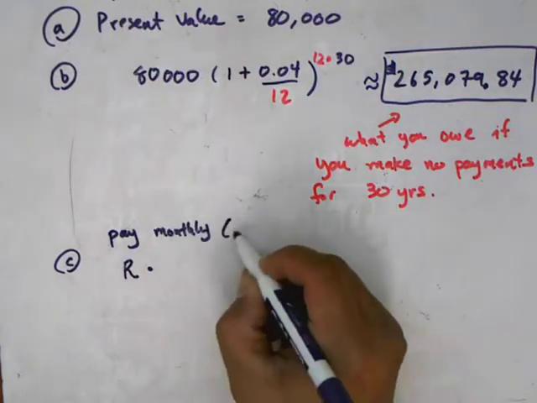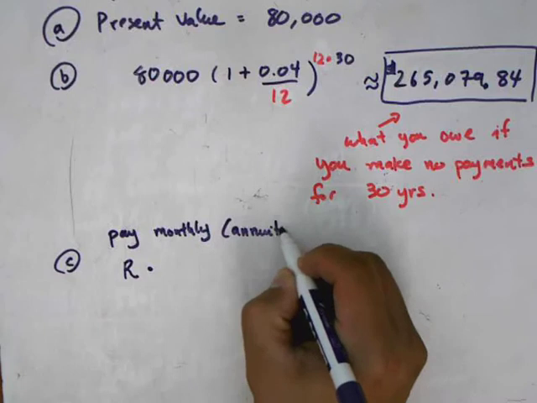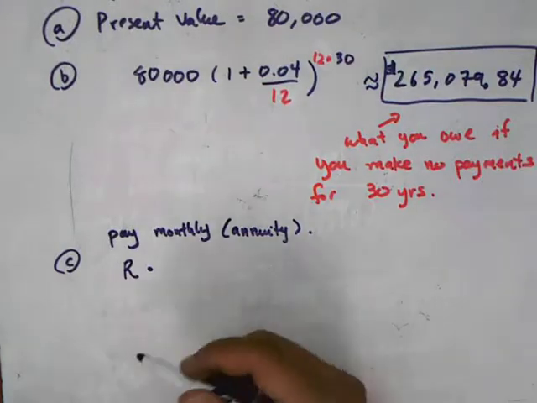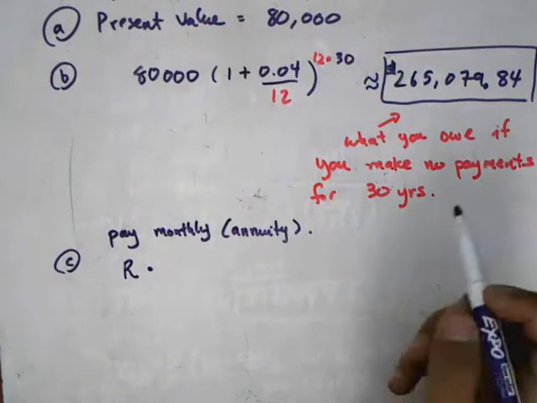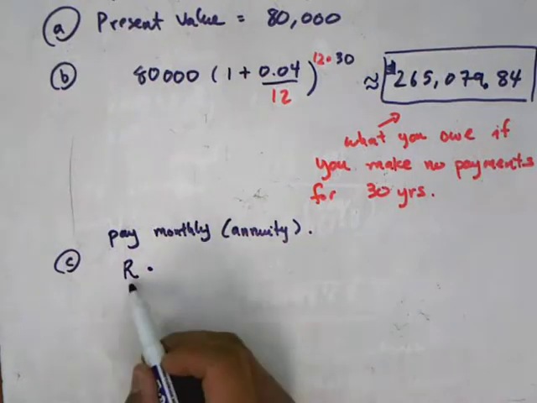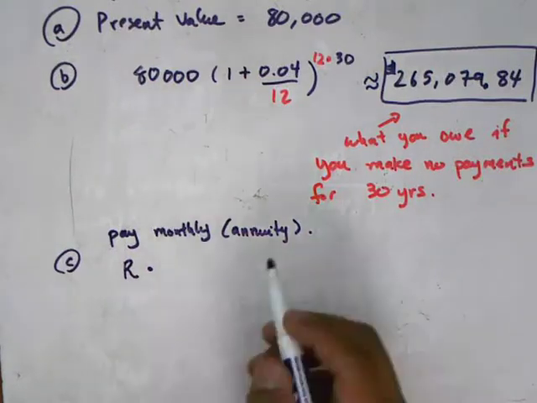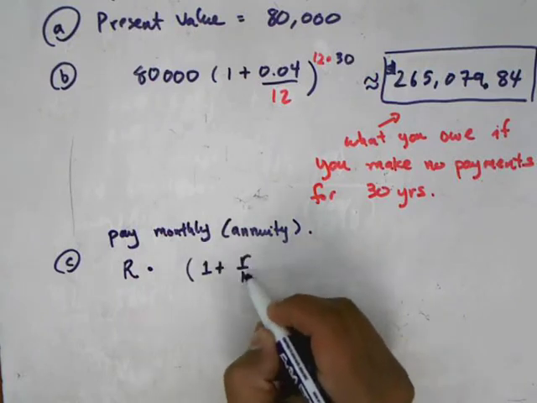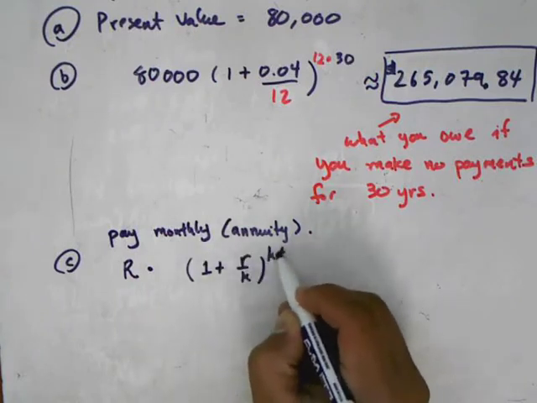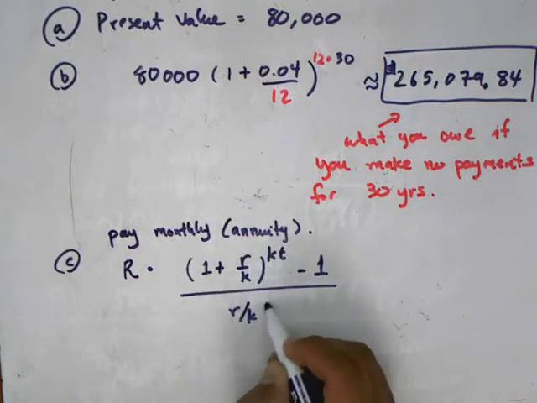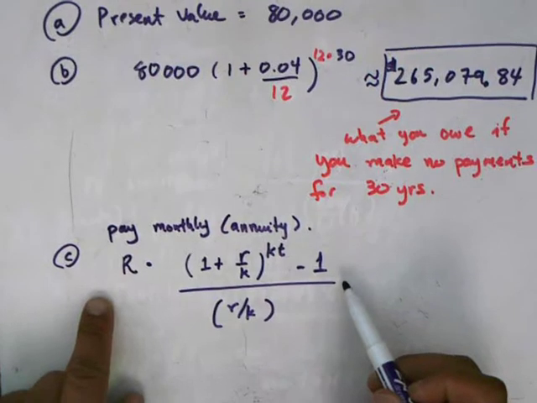And this is going to get calculated like an annuity. So the bank is requiring you to put money into an annuity in order to pay off this amount slowly. Okay, so remember the equation for annuity. This is the periodic number of payments times 1 plus R over K to the KT, all of that minus 1 divided by R over K. Okay? So this is the annuity that you're going to have to pay.